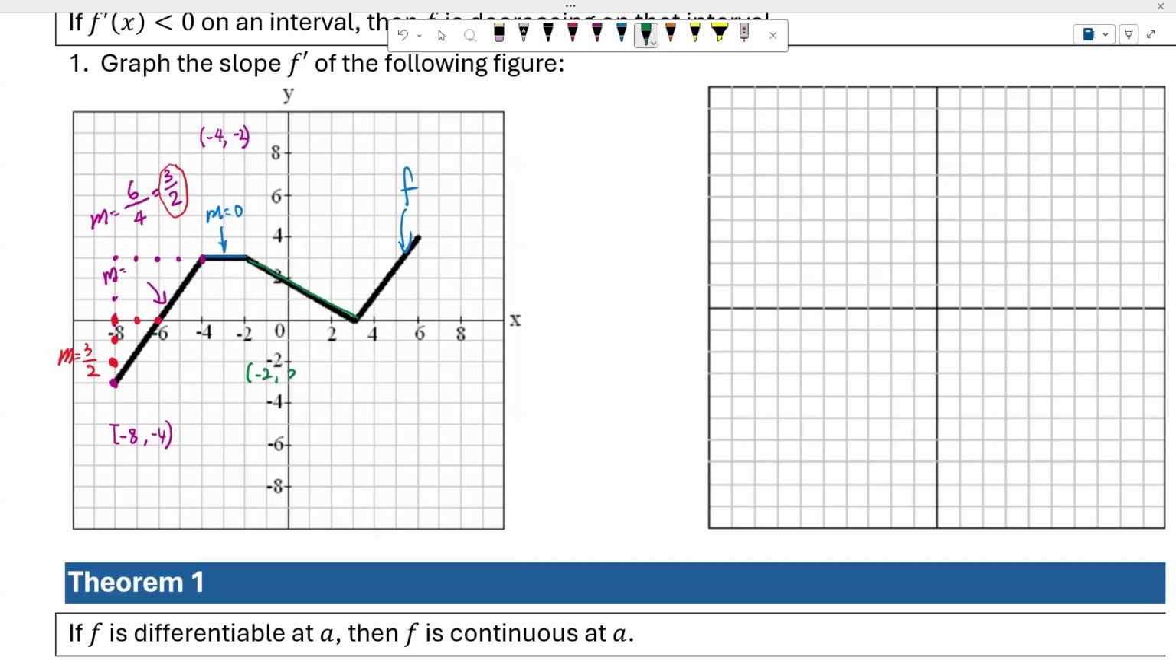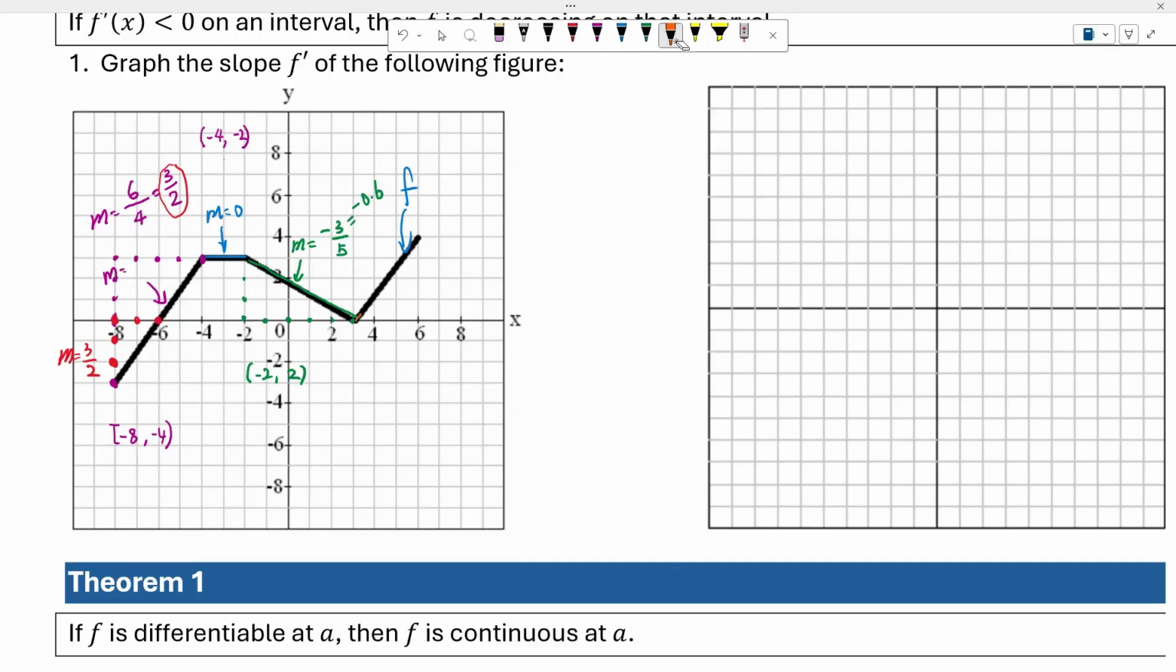Between -2 and 2, okay, the slope goes down by 3 units, over 5. So y has the decimal, so it will be about -0.6.